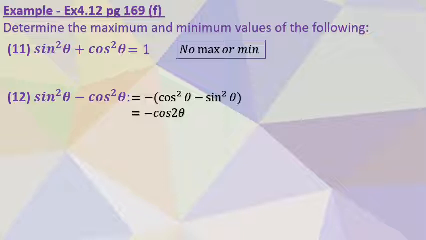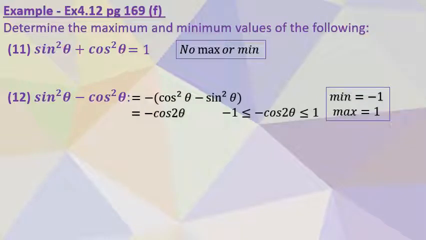Now that negative in front of the cos 2 theta merely means it's been reflected, but it hasn't been stretched in any way because the amplitude is still 1. So negative cos 2 theta still lies between -1 and +1 on a graph, and so its maximum value would be +1 while its minimum would be -1.